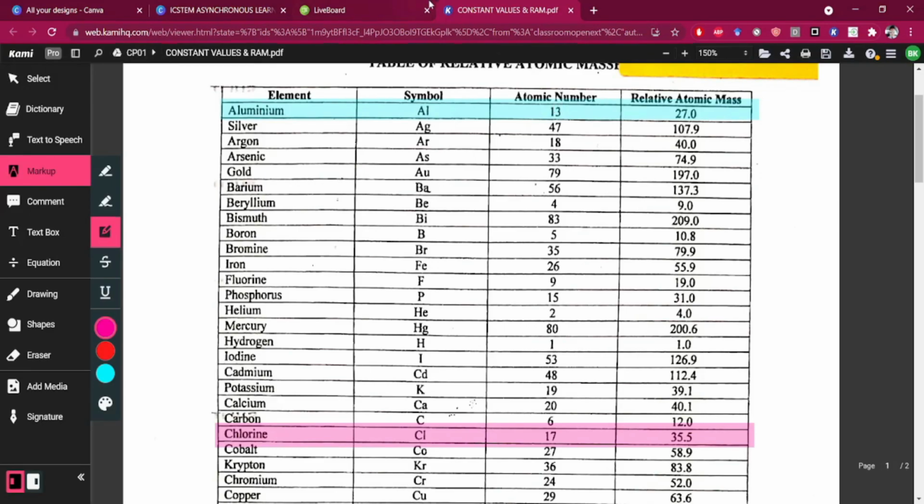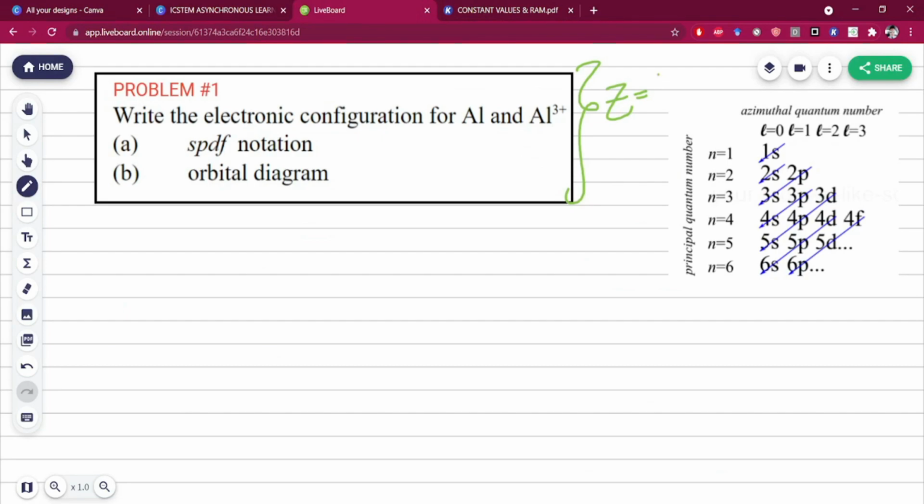We have 13 protons right here. Therefore, the number of electrons will be the same as the number of protons. We're going to do something slightly different for aluminium 3 plus, because as you know, when you have a charged species, especially a cation, you're going to take out some electrons. First, let's do the electronic configuration for aluminium. We know that the proton number is 13 and the number of electrons is 13.